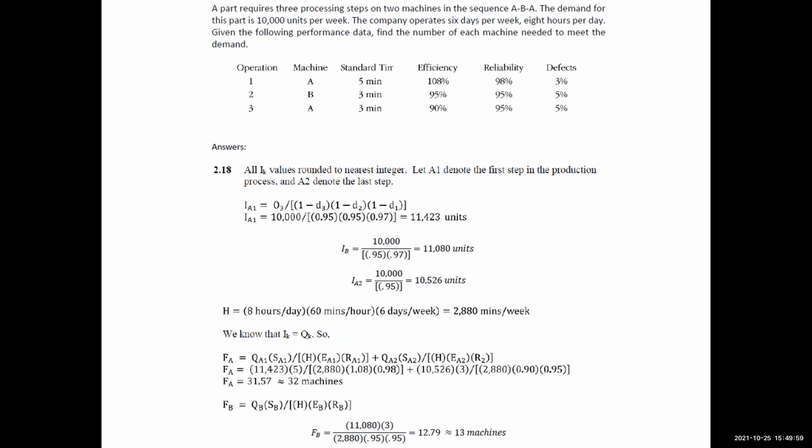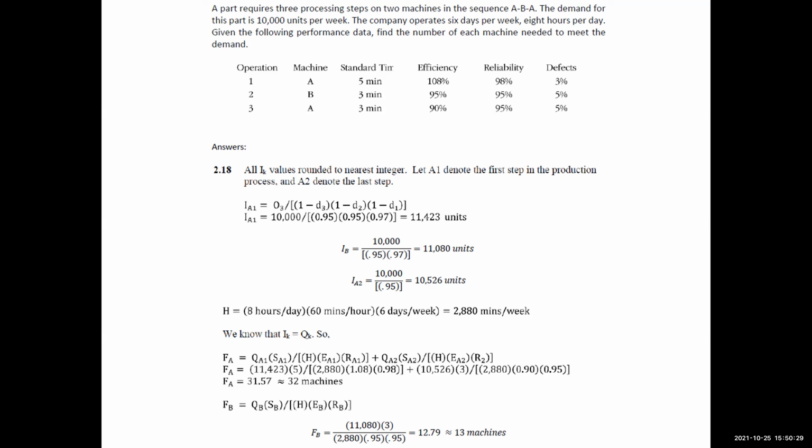This one is associated with the material we covered in the last lecture. We have a part that requires 3 processing steps on 2 machines in the sequence A B A. The demand for this part is 10,000 units per week, and the company operates 6 days per week, 8 hours per day. Given the following performance data, find the number of each machine needed to meet the demand.